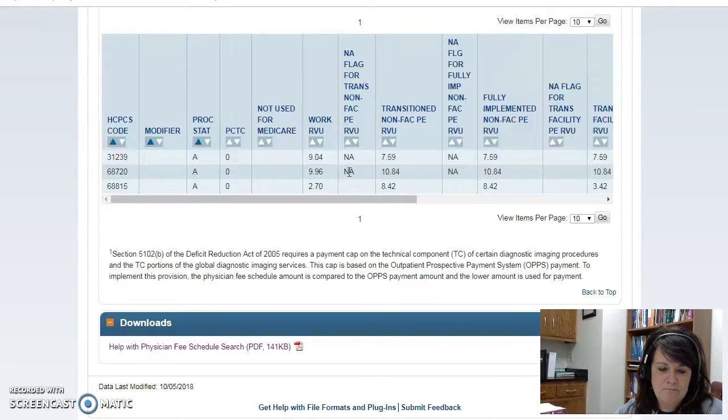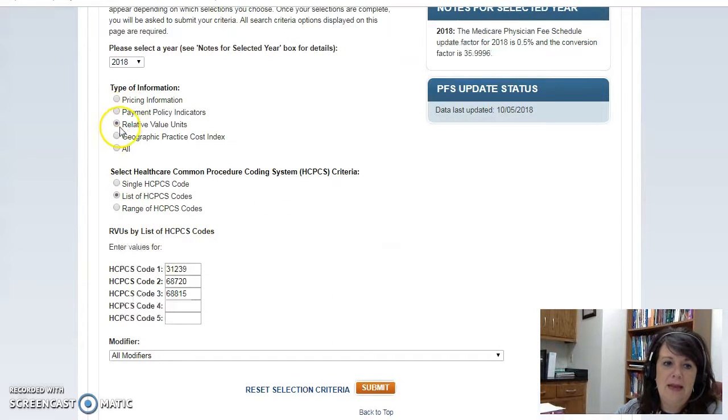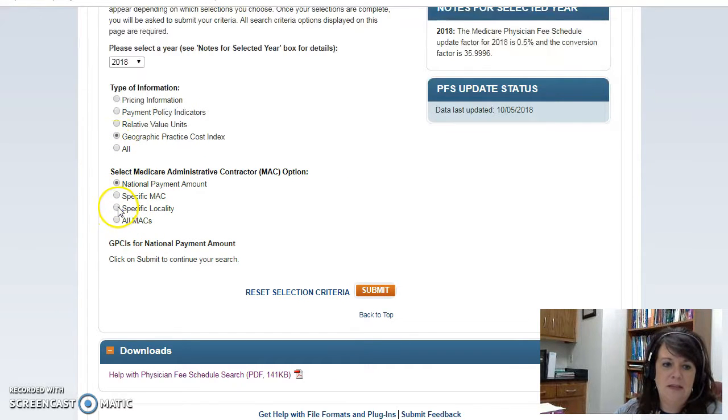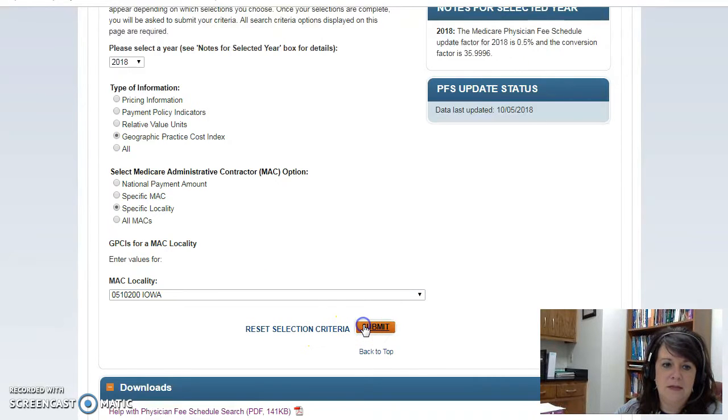Now, when I look at my textbook, and I look at the calculations on how to figure all of this out, okay, and how to calculate it, I need to know what the work is for Iowa, okay, or for whatever location you're in. Just state your location. So I wrote down the work. If I go back to my search criteria and say, now I want to do for Iowa, the GPCI or the geographic, I'm going to say the specific locality, and I'm going to find Iowa here and say submit.